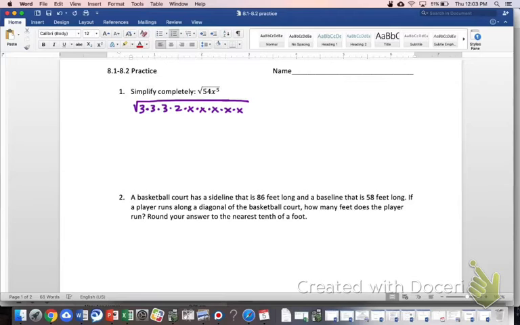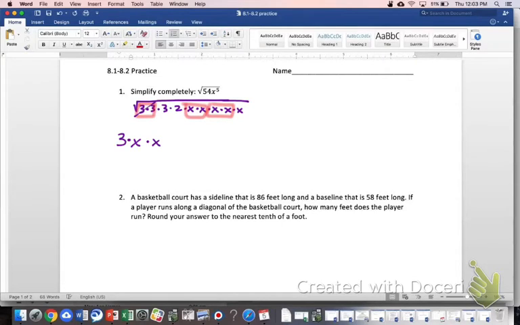And then, as you know, we're going to go through and look for pairs of like factors. There's a pair of 3's, there's a pair of x's, there is another pair of x's. Now we're going to bring those out. So remember, a pair of 3's inside the radical comes out as a single 3, and a pair of x's would come out as a single x. The other pair of x's would come out as another single x.